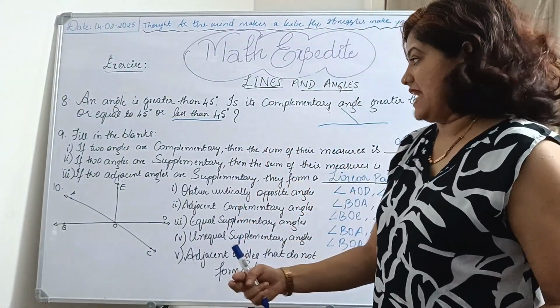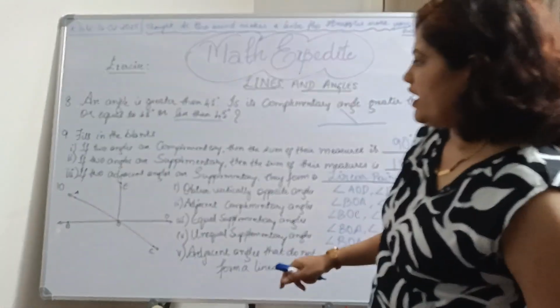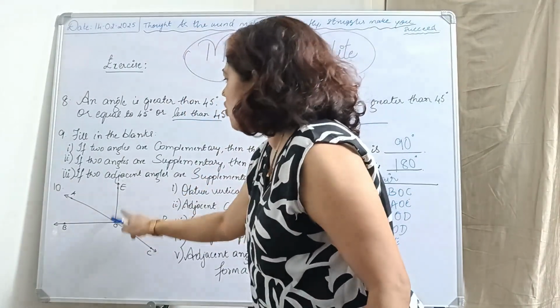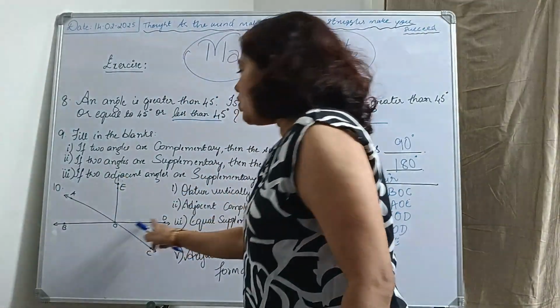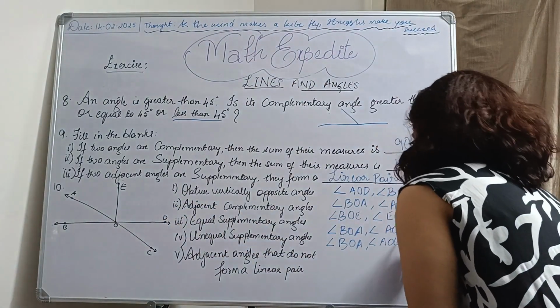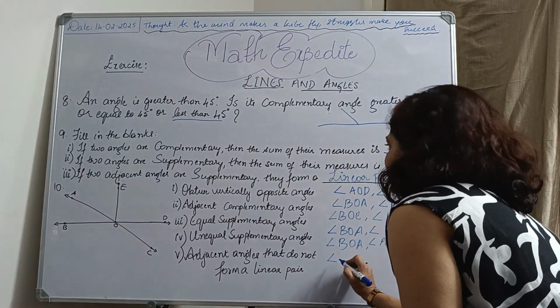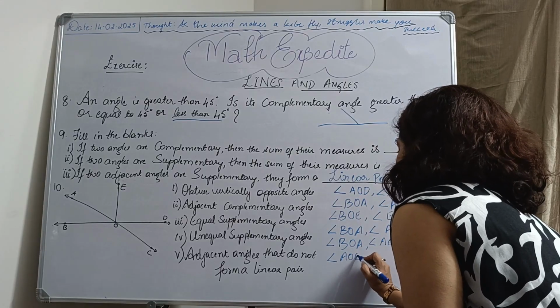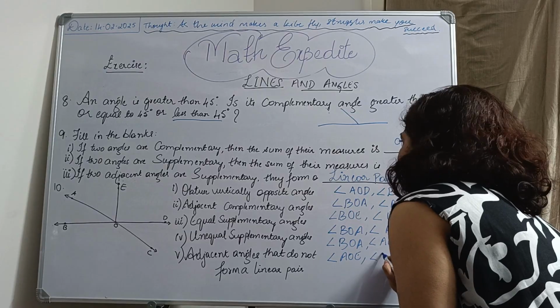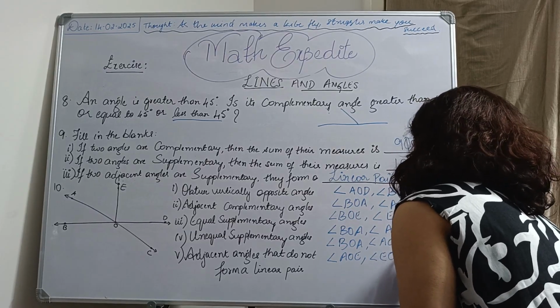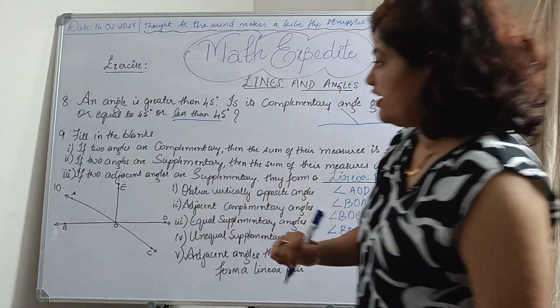There are two more pairs like that. Let us take a look here. Okay. So angle AOE and EOD. Okay, let us write it down. Okay, we will do this. Angle AOE and angle EOD.